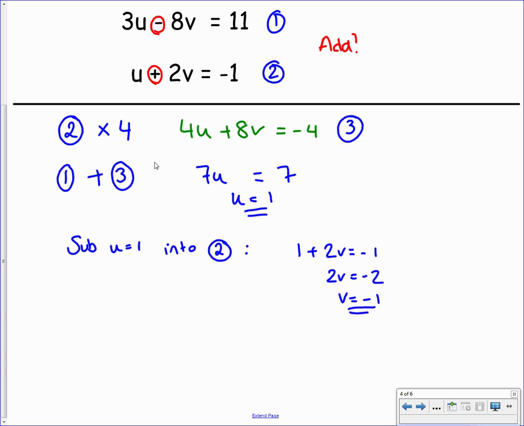And there's your second solution. Again, just to finish off, u equals 1, and v equals -1. And that's the solutions to our equations. Copy this example into your notes jotter as well.